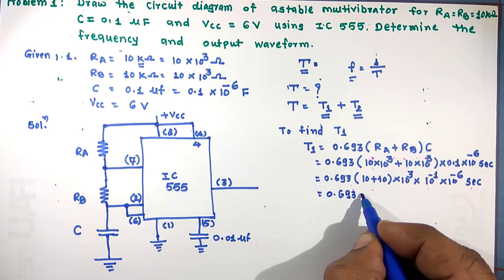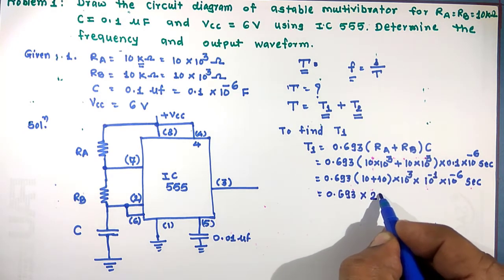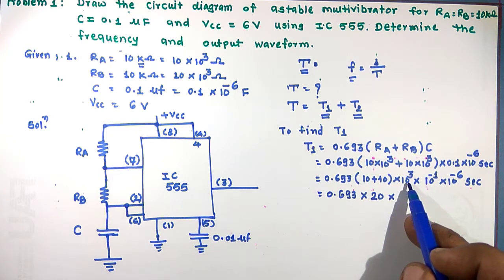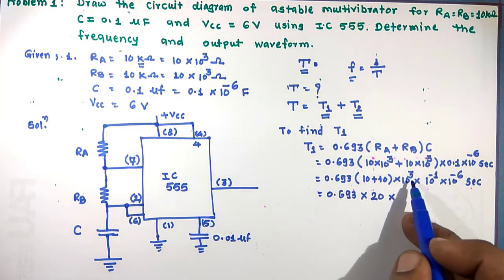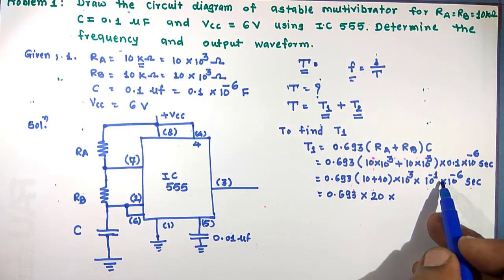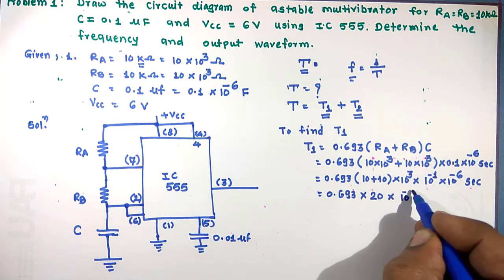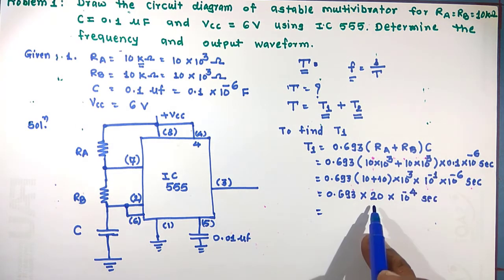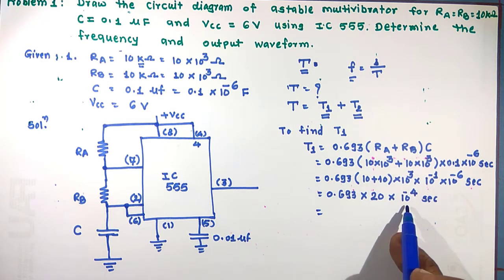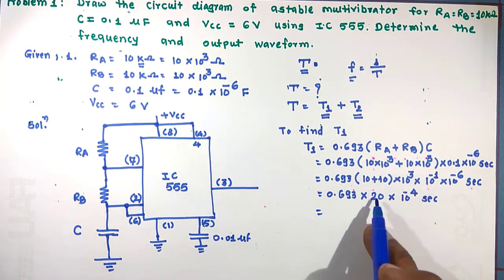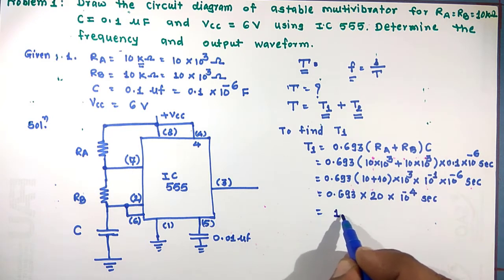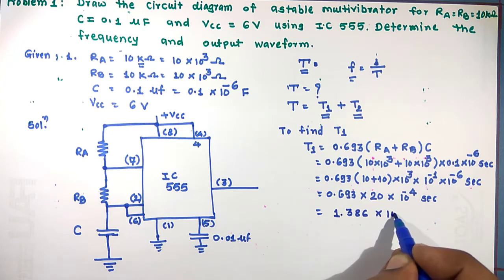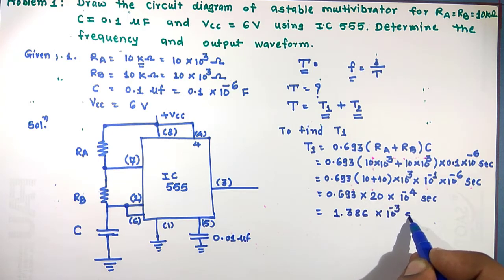So this is equal to 0.693 into 10 plus 10, that is 20, into this is 10 raised to minus 7 and this is 10 raised to 3. So 10 raised to 3 into 10 raised to minus 7 is 10 raised to minus 4. So this is equal to 0.693 into 20 into 10 raised to minus 4. This comes out to be equal to 1.386 into 10 raised to minus 3 second.